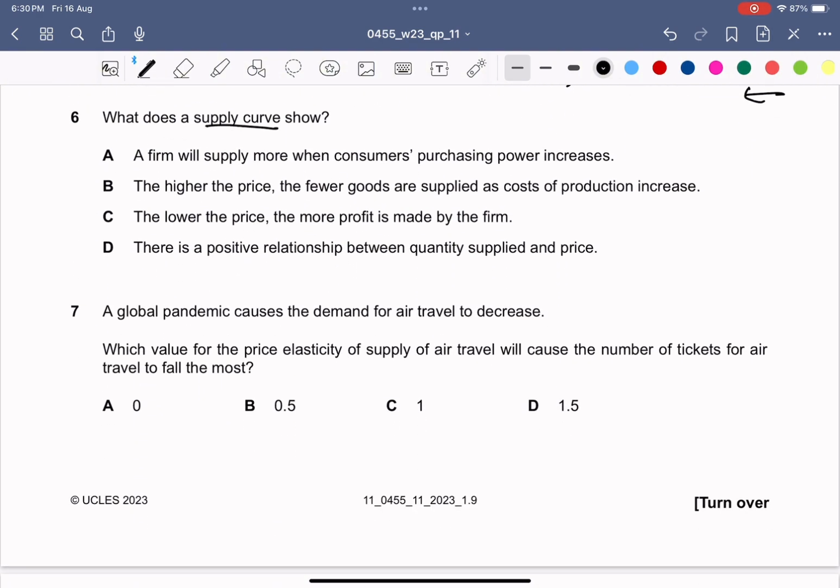Question 6. What does a supply curve show? So if you know the relationship between quantity supplied and price, they are positive. But if you don't, we can draw the supply curve to show you.